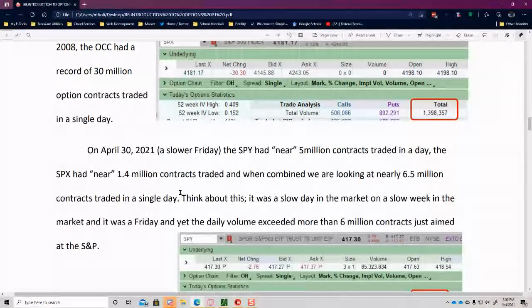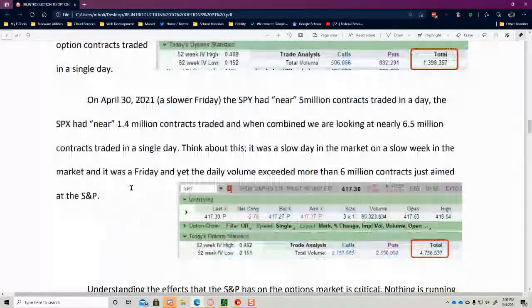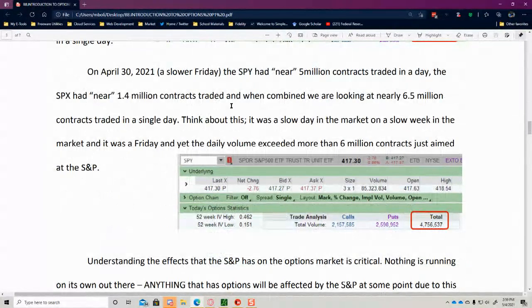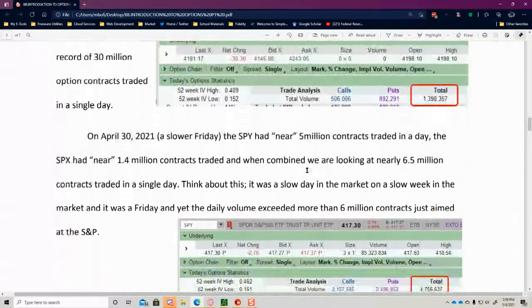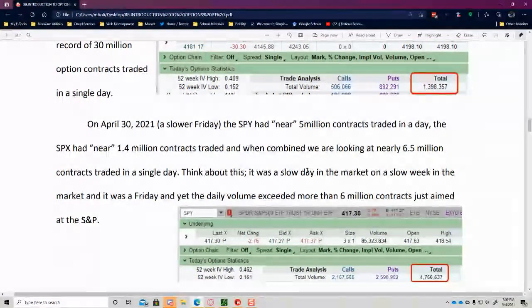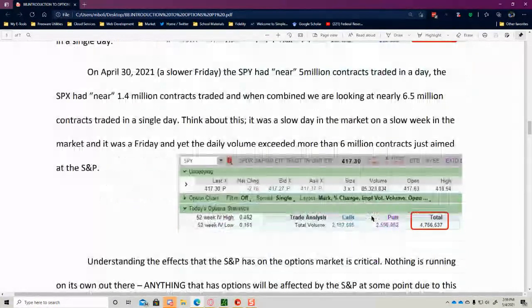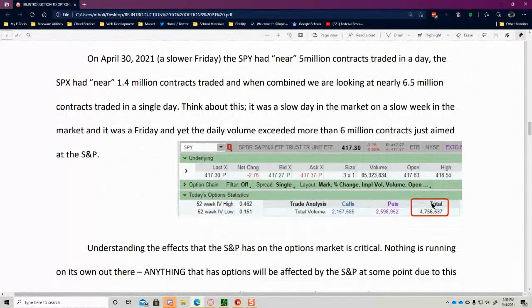The other day when I wrote this, the SPX, just the SPX, had 1.4 million contracts. SPY had 5 million contracts. Together, that's over 6 million contracts in a day. And it wasn't even that exciting of a day. It was a Friday, I believe. It was kind of, like, okay. One of those days. It wasn't even super exciting.